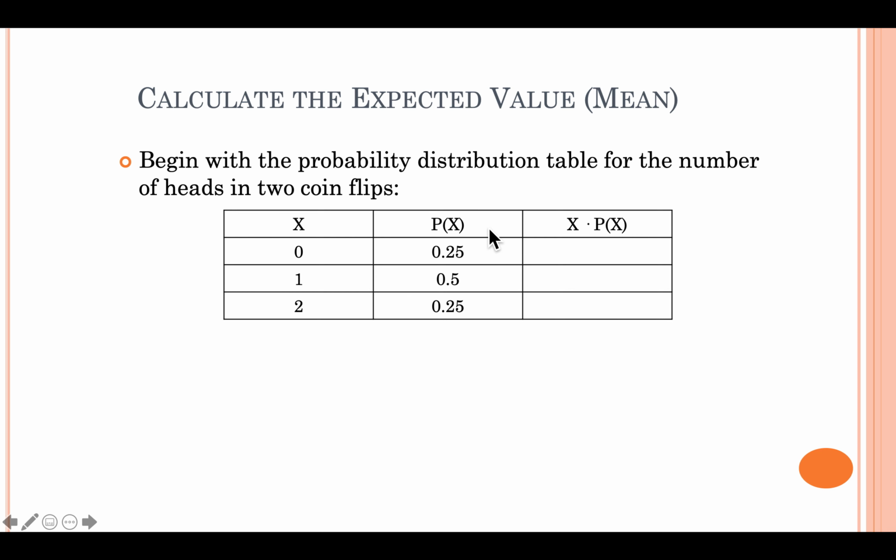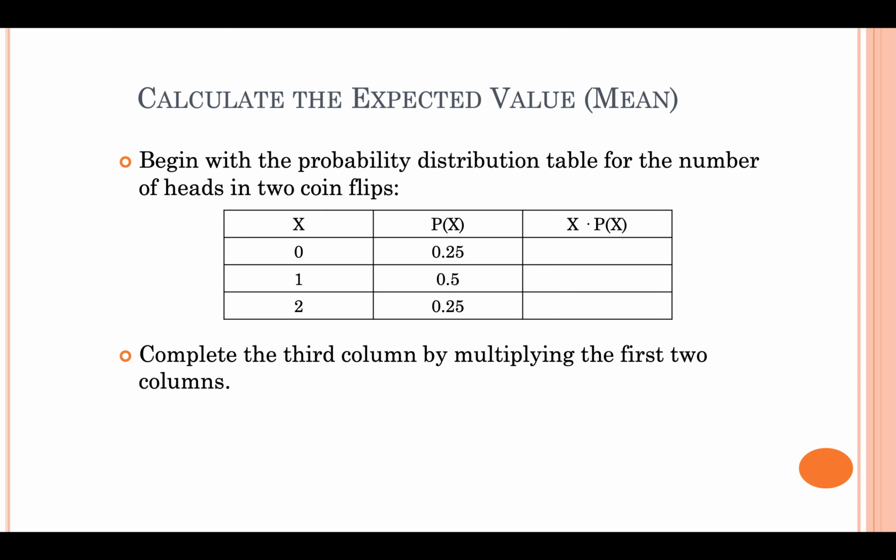To calculate the mean, the expected value, you're going to create a third column, and it's going to be the value of x multiplied by the value of p of x. So here you're going to take 0 times 0.25 and put the answer in the third column. Take 1 times 0.5 and put the answer in the third column, and then 2 times 0.25 and put the answer in the third column. Those are pretty simple multiplications that you could do in your head. Sometimes you'll need a calculator for this, but these are simple enough. 0 times 0.25 is 0, 1 times 0.5 is 0.5, and 2 times 0.25 is 0.5.